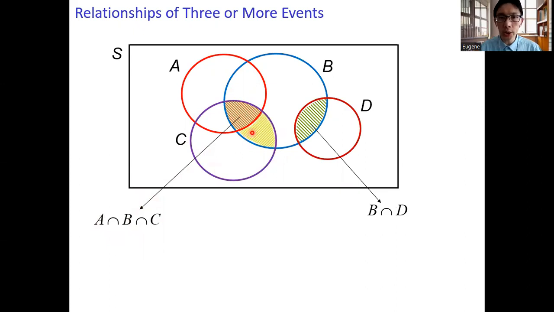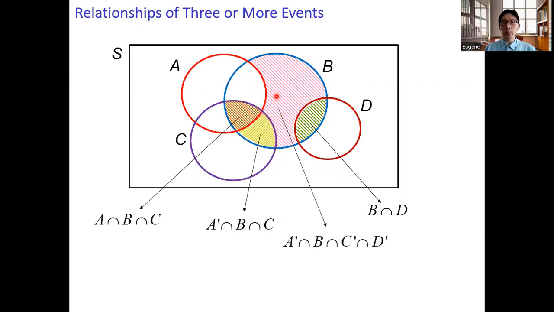Okay, another region. This portion. You can verify that the notation could be written as the intersection of the complement of event A, event B, and event C. And then the highlighted region here, the larger portion. The notation corresponds to the intersection of the complement of event A, event B, the complement of event C, and the complement of event D.